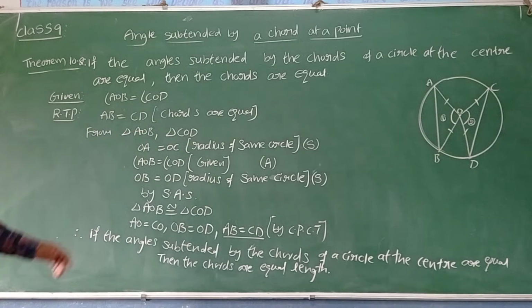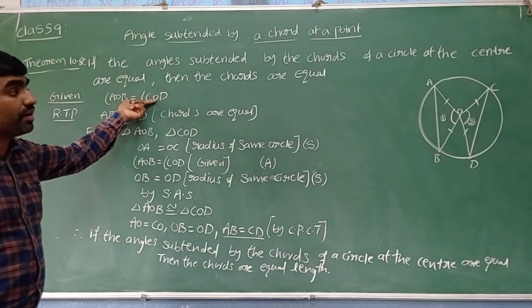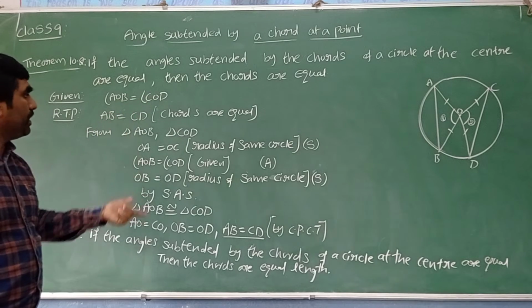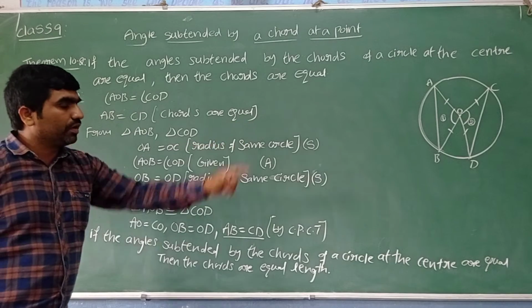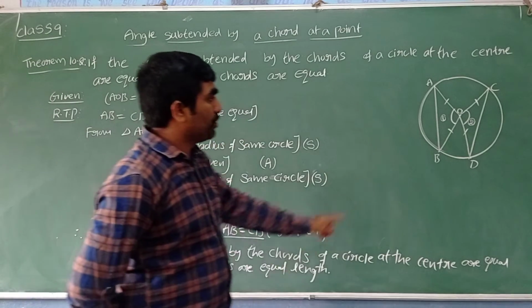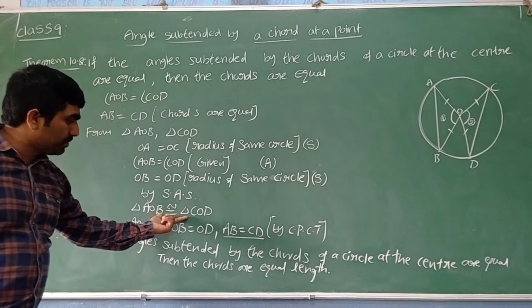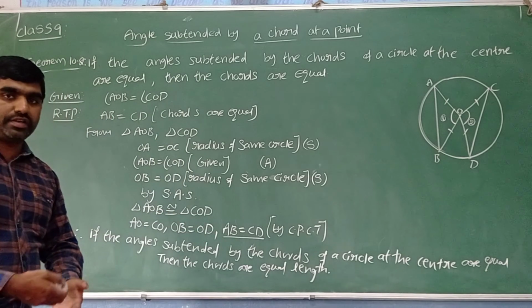Hope it is clear. Given that the subtended angles of curves AB and CD are equal, we were asked to prove both the curves AB and CD are equal. I took two triangles and proved both are congruent. I wrote the equal parts in symbolic form. From there I took corresponding sides.